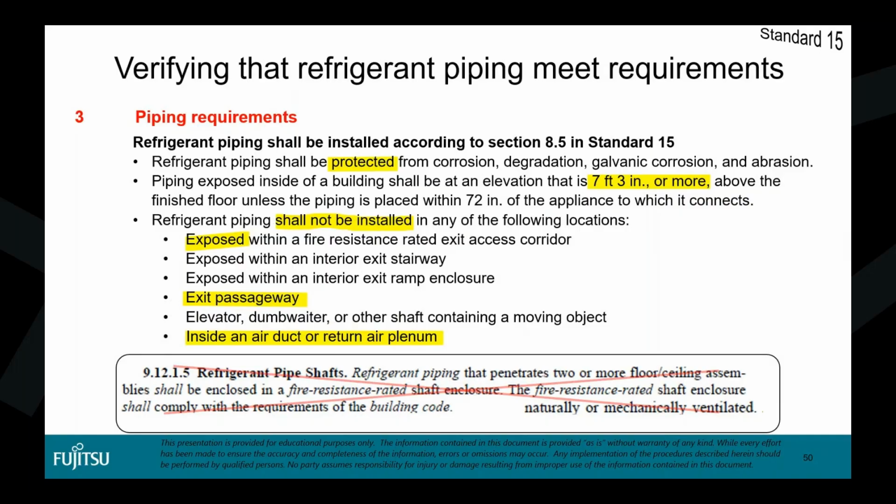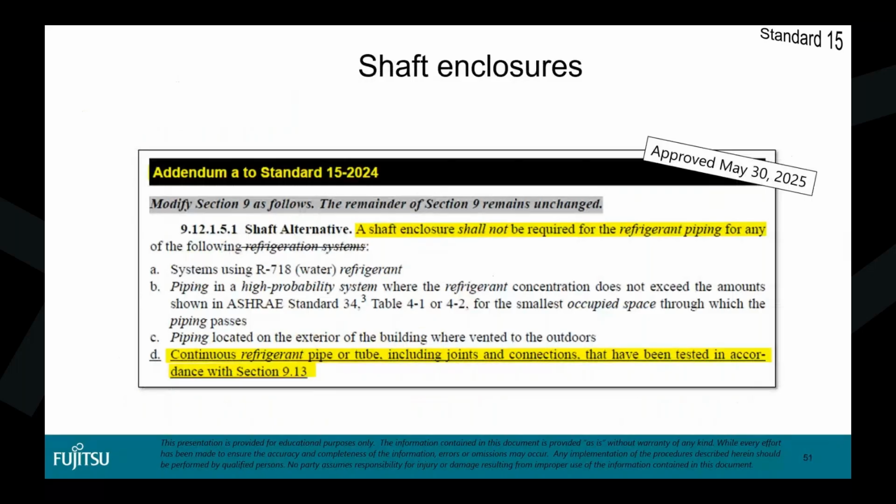Until recently, it said that if you have 2 or more floor assemblies, you need to have a fire-resistant rated shaft. That's for standard 15. But that's changed. They came out with an addenda. This is good news for so many of us. At the end of May this year, they came out with an addenda saying you don't need shafts in standard 15. Standard 15.2, you do need them still. Standard 15, you don't need them.